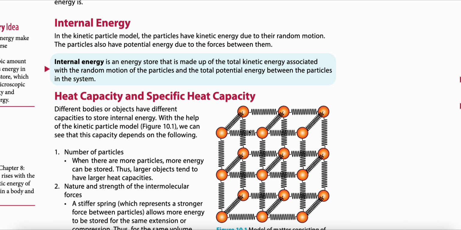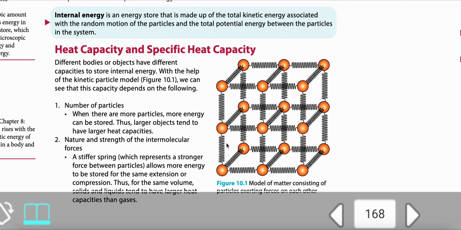Now we want to formally cover the main points of this chapter, which are specific heat capacity and heat capacity. Different bodies or objects have different capacity to store internal energy. If you look at this diagram, we can realize that the number of particles matters. If I have more particles, then more energy can be stored. Therefore larger objects tend to have larger heat capacities.